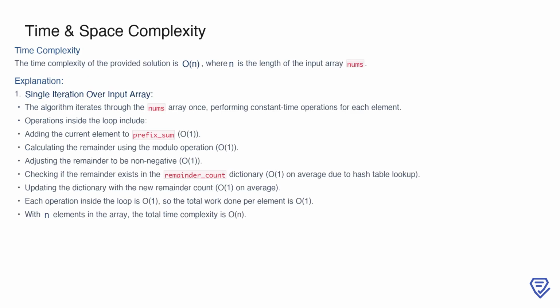The time complexity of this solution is O(n), where n is the length of the input array nums. This is because the algorithm processes each element of the array exactly once. During this single iteration, several constant time operations are performed for each element. These include adding the element to the prefix sum, computing the remainder using the modulo operation, adjusting the remainder to ensure it's non-negative, and updating or accessing the remainder_count dictionary. Since these operations are all O(1), the total work for each element is O(1). With n elements in the array, the overall time complexity becomes O(n). This guarantees that the solution is efficient even for large input arrays.